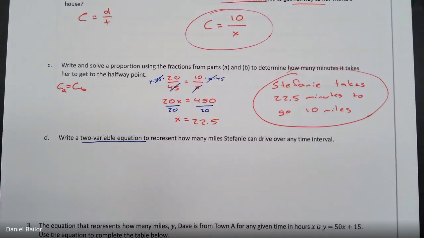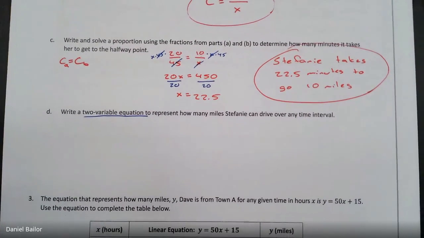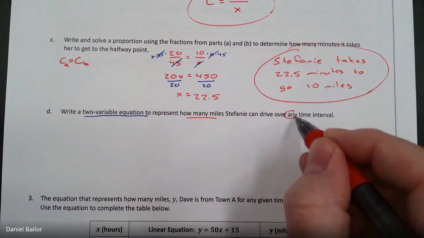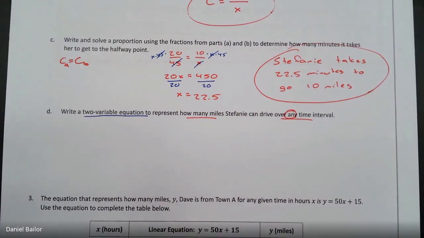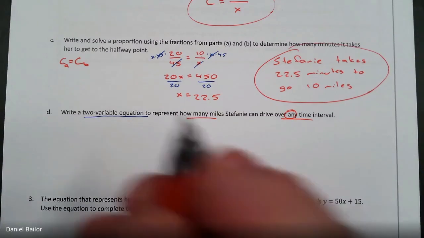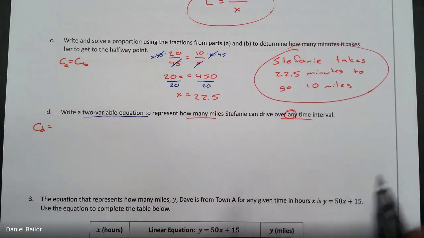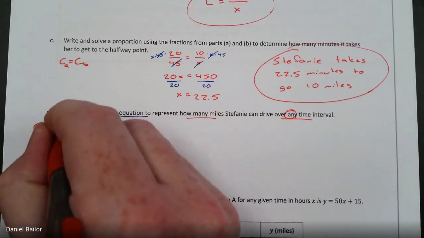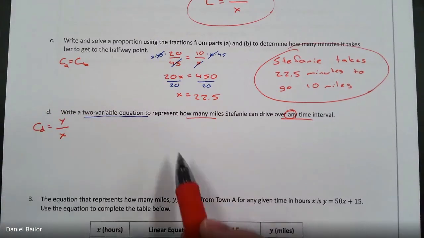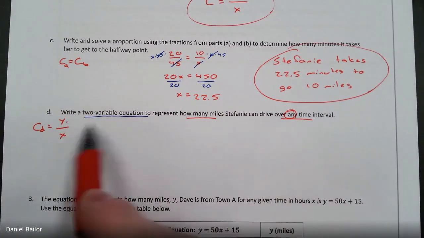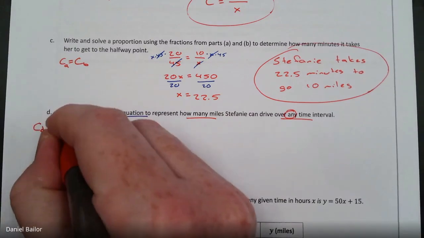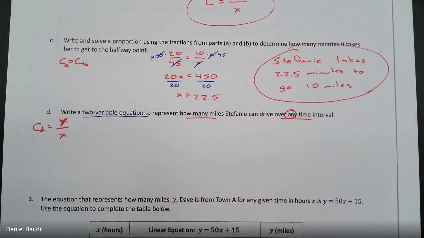But for part D, again, it's asking how many miles in any time, which means the speed for D is going to be y miles in x time, because we don't know miles, and it could be any time we want. So y divided by x. So I need to write an equation that shows me any miles I want, y over x.